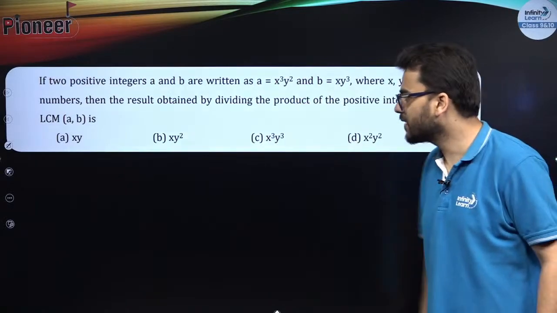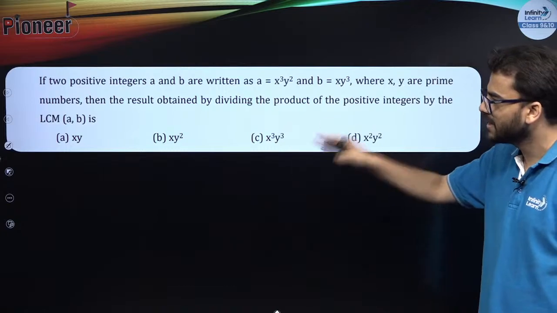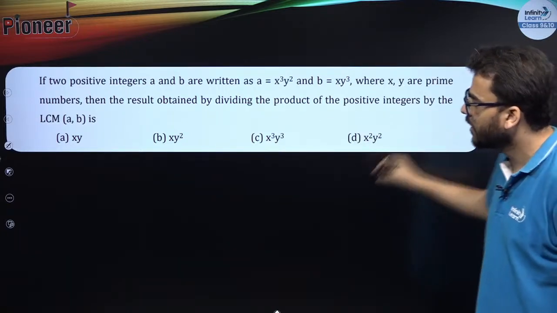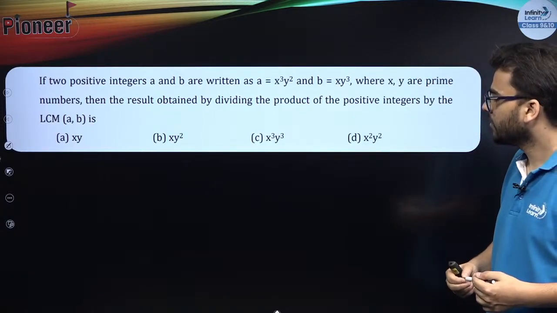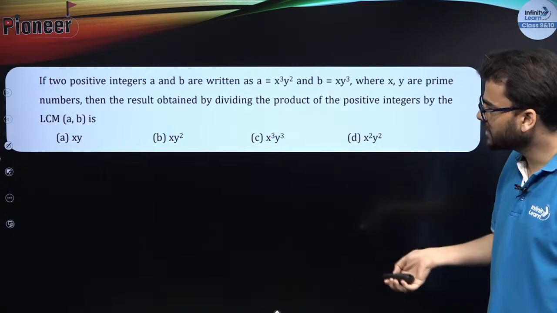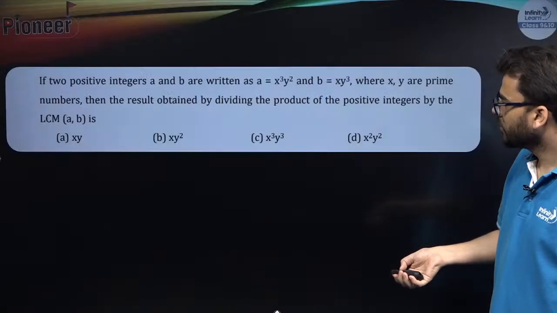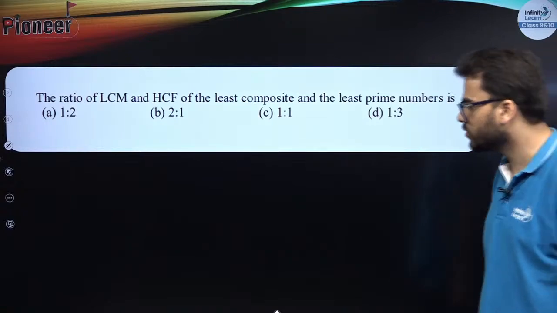If two positive numbers A and B are written as this and this, where X and Y are prime numbers, the result obtained by dividing the product of the positive integers by LCM is what? Okay, wait, before this, let us do one more question over here. Wait, let me see that. Maybe we will not be able to do this question right now. Okay, so before that you can do this question first.